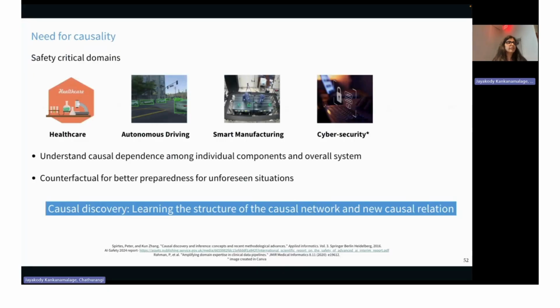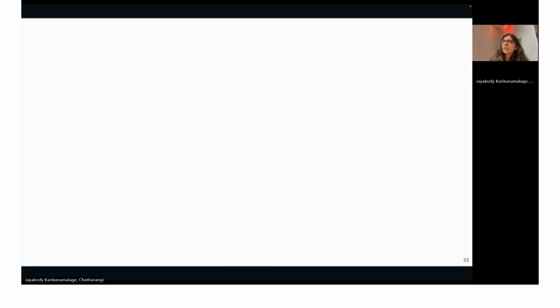To do so, we definitely need to learn the structure, which is a downstream task, commonly called causal discovery, which basically means learning the structure of the causal network and new causal relations from just the observation data that we have. And we are going to show you how we are able to achieve this in the next demo that you see.